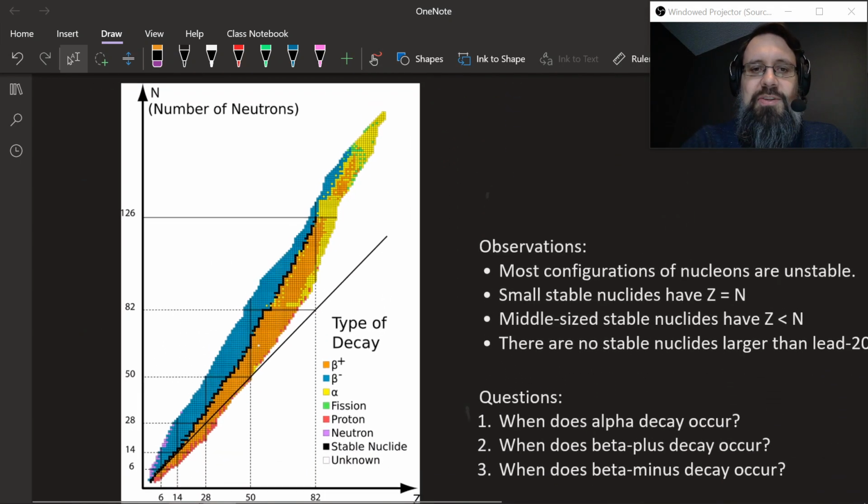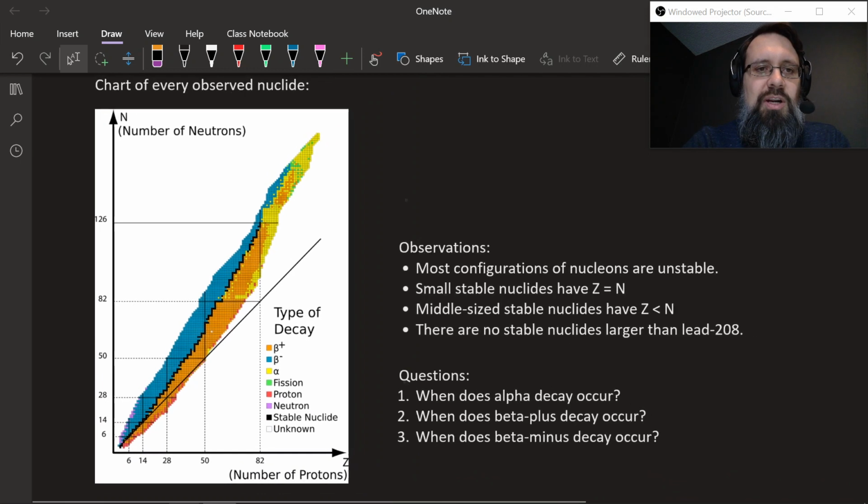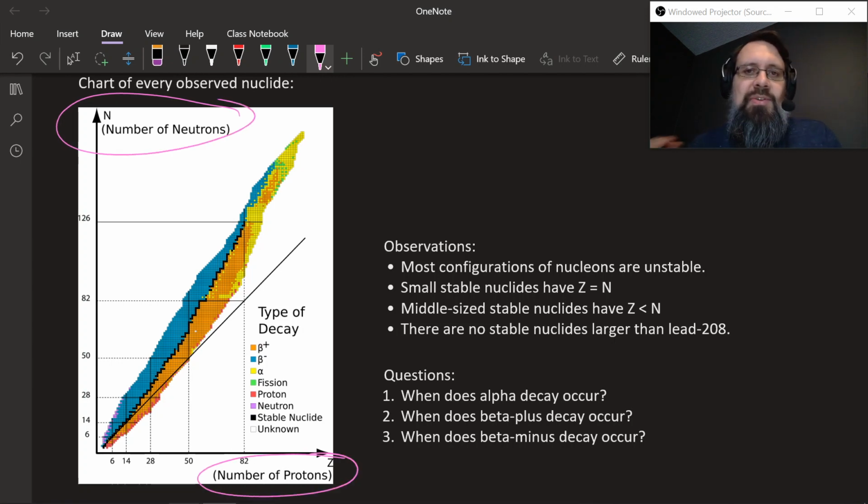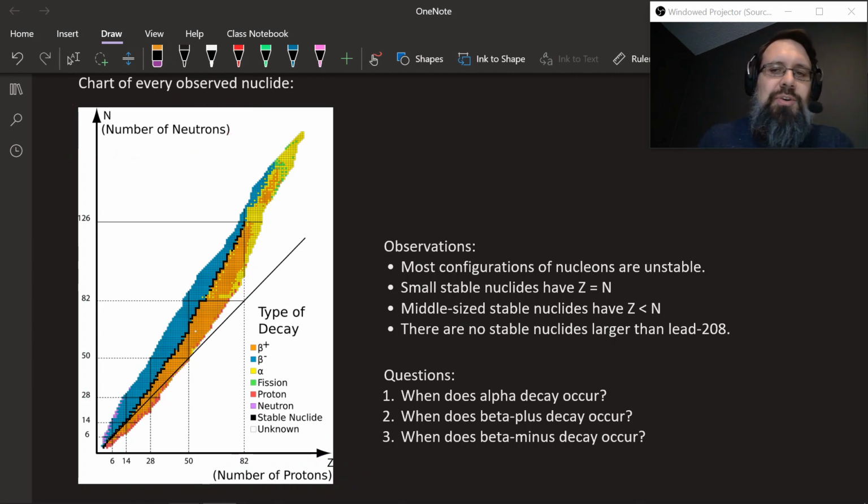Let's look at this chart. This is a chart of every observed nuclide. Imagine a number of neutrons on the vertical axis, and then imagine a number of protons. Just pick any two numbers, a number of neutrons and a number of protons. This chart will show you whether that nucleus has been observed and whether it's stable or whether it's unstable and will decay and fall apart.